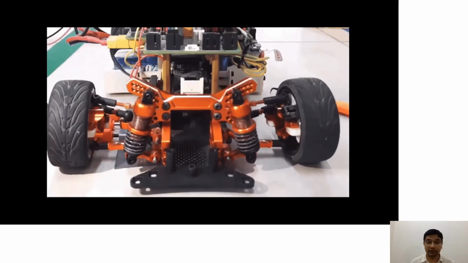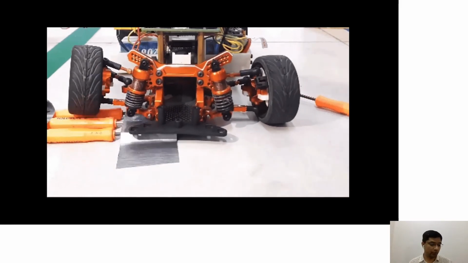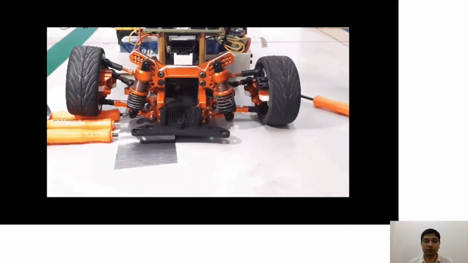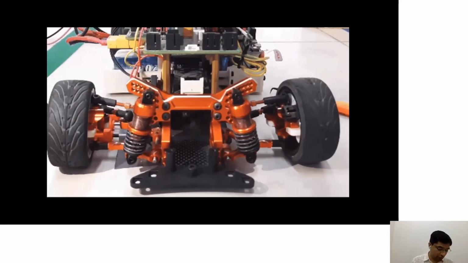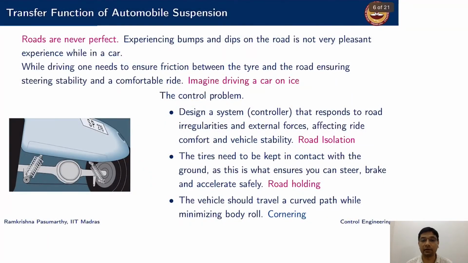How do we design these things? These are also normally referred to as shock absorbers. So what goes behind this design, and what is the problem here? Again, when I talk of friction, just imagine driving a car on ice where there is no friction. You brake, you steer. Many of those actions don't work because there is no friction, right?